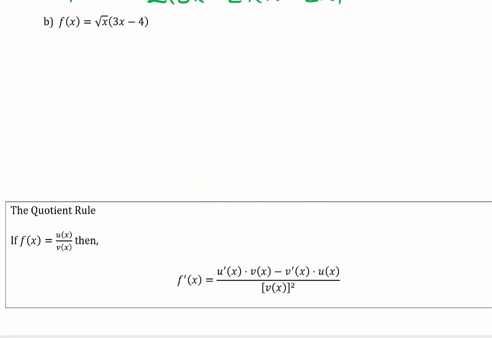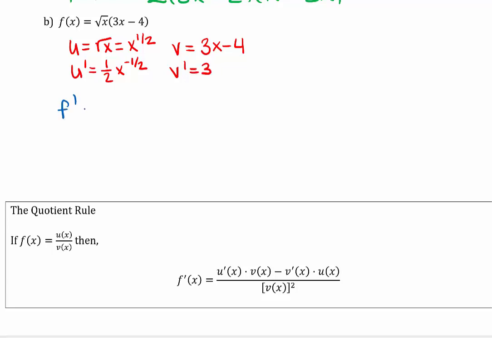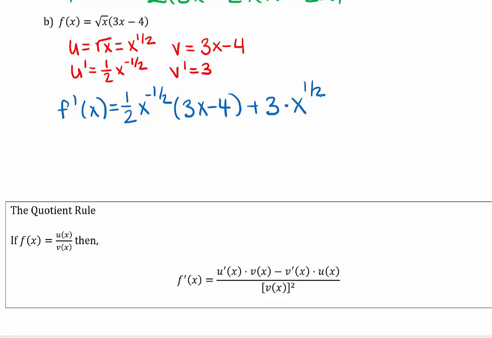Example B, this time I'm going to say the u is square root of x, which is the same thing as x to the 1/2. And my v is 3x minus 4. U prime would be 1/2 x to the negative 1/2, and v prime is just 3. Plugging this into my product rule, I'm going to take u prime times v plus v prime times u. I think to simplify this, I am going to distribute, get rid of parentheses, and combine like terms.